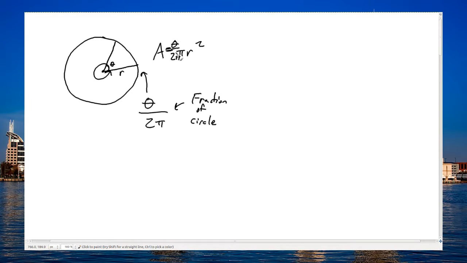But you notice, of course, that the pi's here cancel, and so a simplified version might be 1/2 r squared theta. And that's a pretty good formula for the area of a circle sector. Given theta needs to be given in radians, of course, because we expressed our fraction in terms of radians.